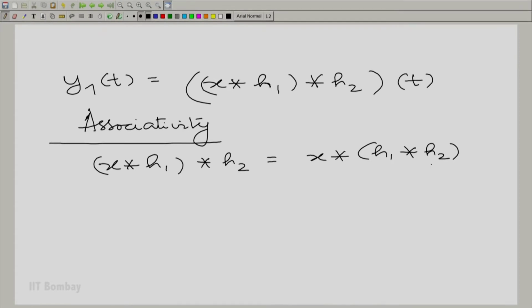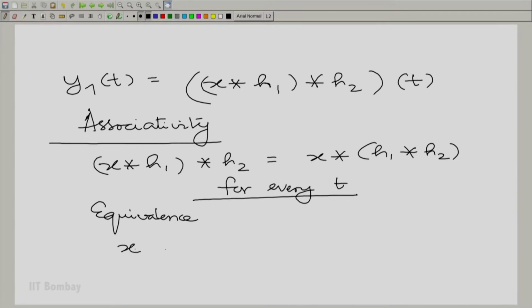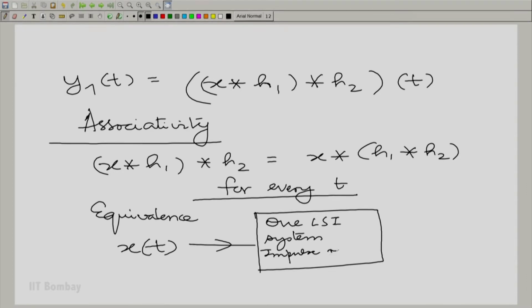Now, this is of course true point by point for every t, and essentially what we are saying here is equivalence. So, we are saying that instead of keeping two separate systems, you could put x of t into one LSI system with impulse response H1 convolved with H2, and you would get the same output y1. So, essentially associativity tells us that you could replace a cascade of the first two systems by one system with impulse response given by the convolution of the two.